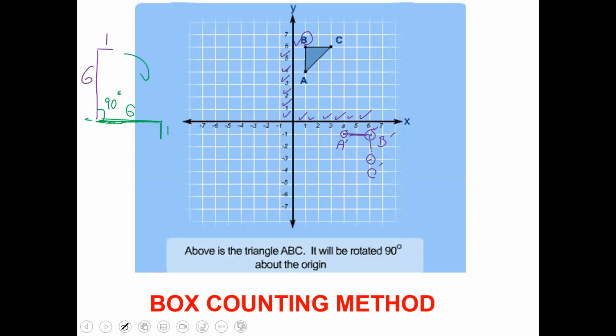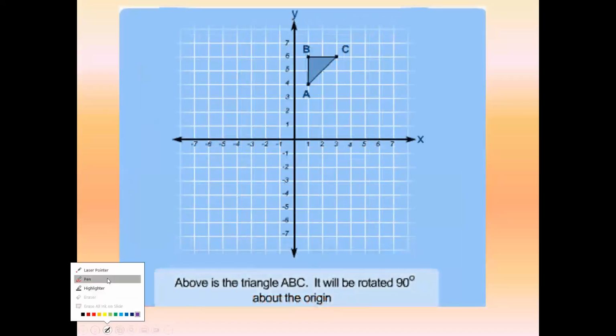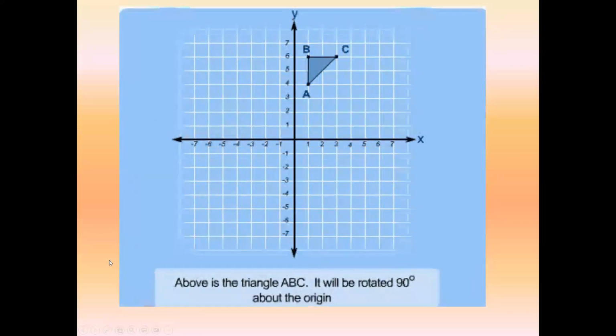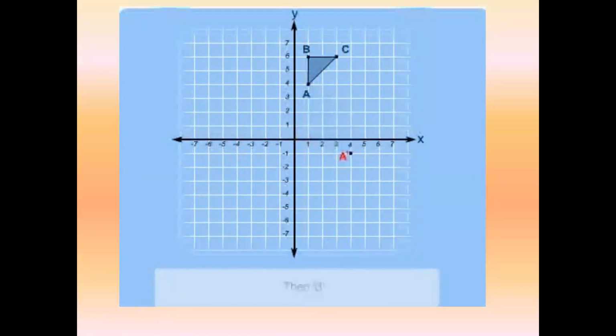Once you rotate them, you can join them by lines. Now this is the triangle which we got here after rotation. This method is called the box counting method. Look, every point is being rotated at 90 degrees.